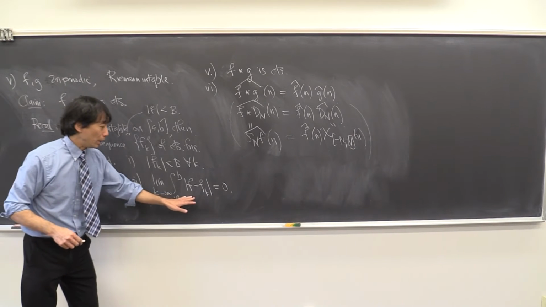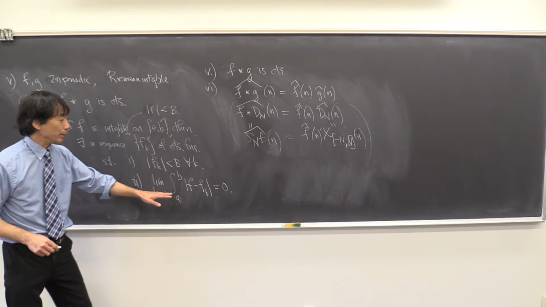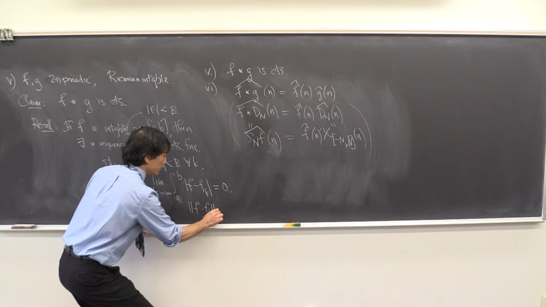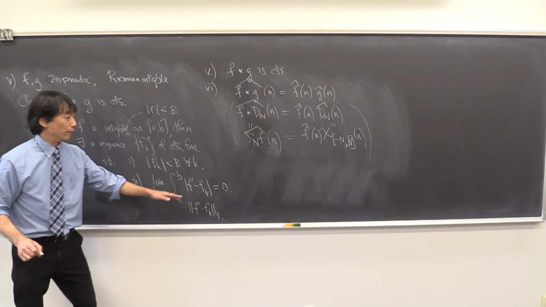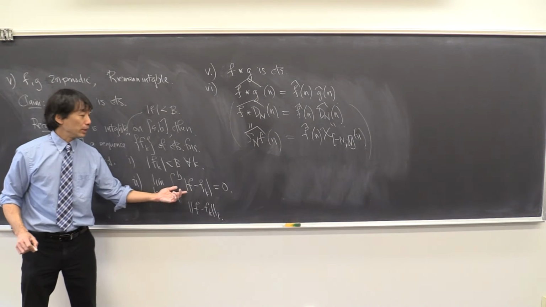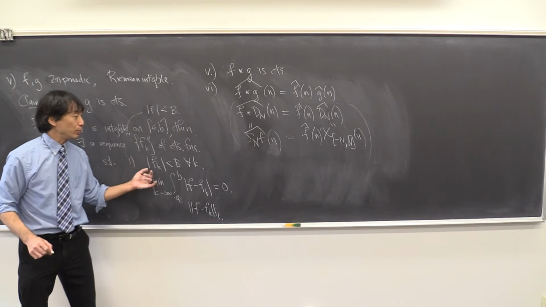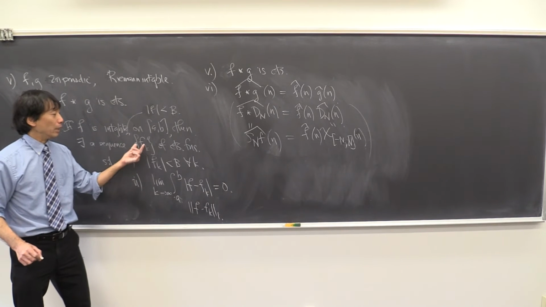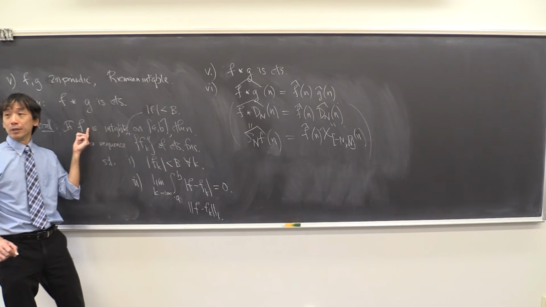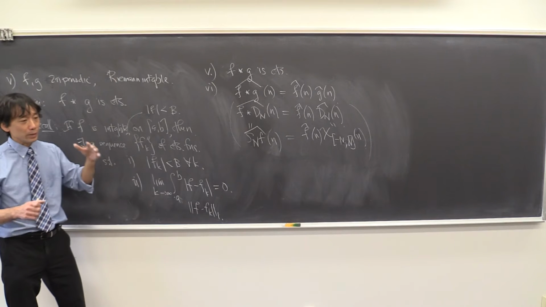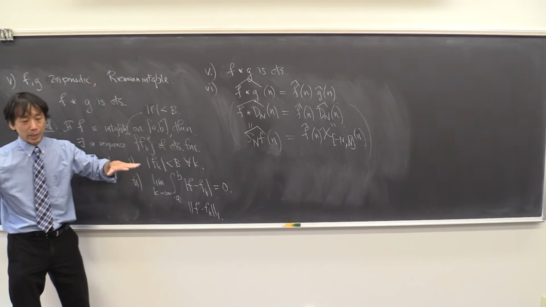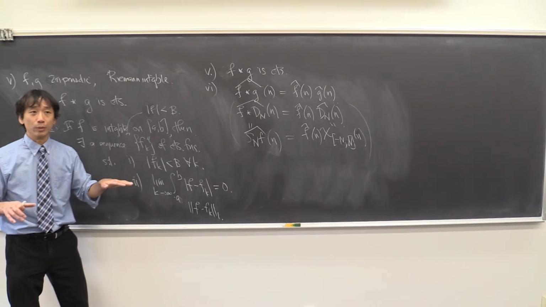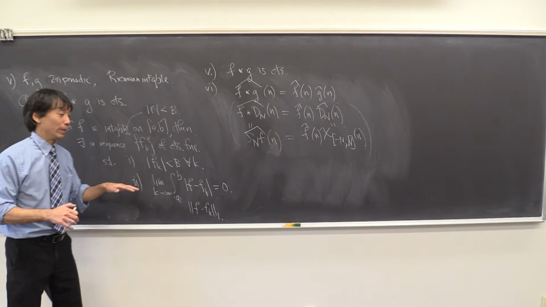Okay, so in the LP language, this is the LP norm. This is the L1 norm of the difference, right? So it's saying that the L1 distance, in the L1 metric, this sequence converges to that. In other words, what it's saying is that in the space of Riemann integrable functions, continuous functions are dense with respect to the L1 metric.